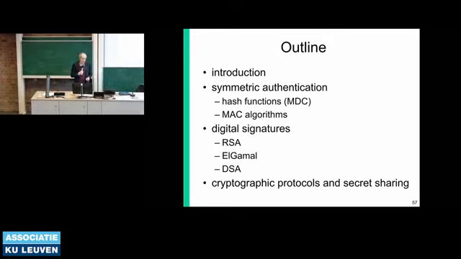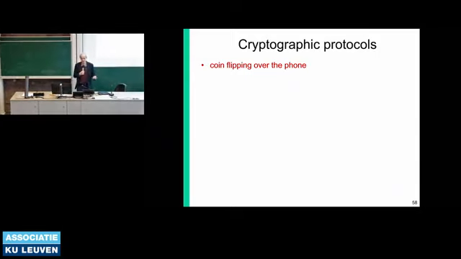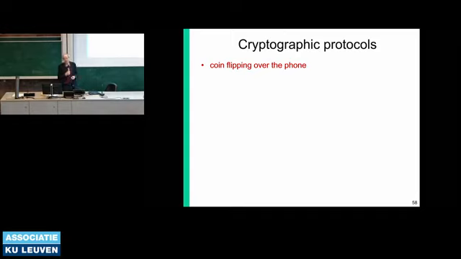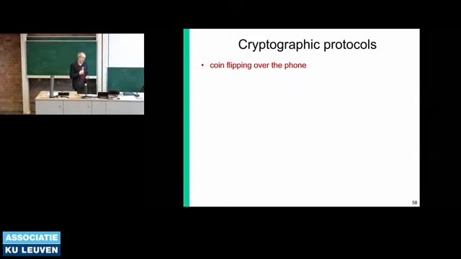Okay, so then something about protocols. So far we've only talked about Alice and Bob sending messages to each other, or Alice and Bob storing information, or a transaction sent from Alice to Bob, or a software update. But in fact, you can do much more cool stuff with cryptography.